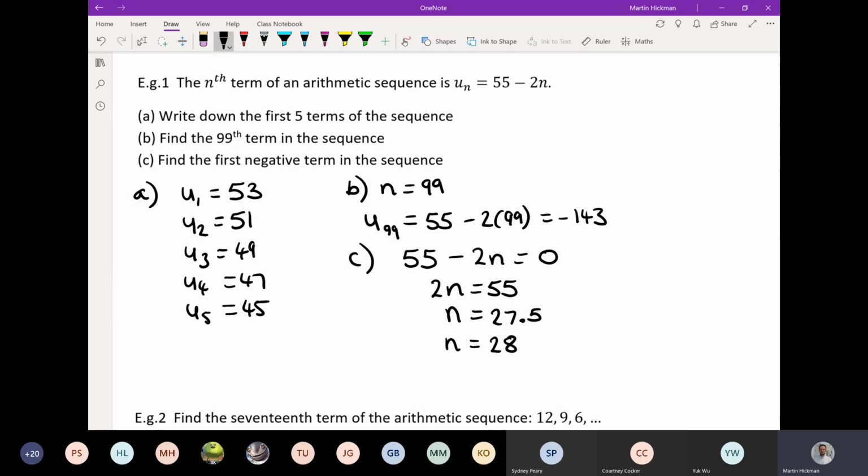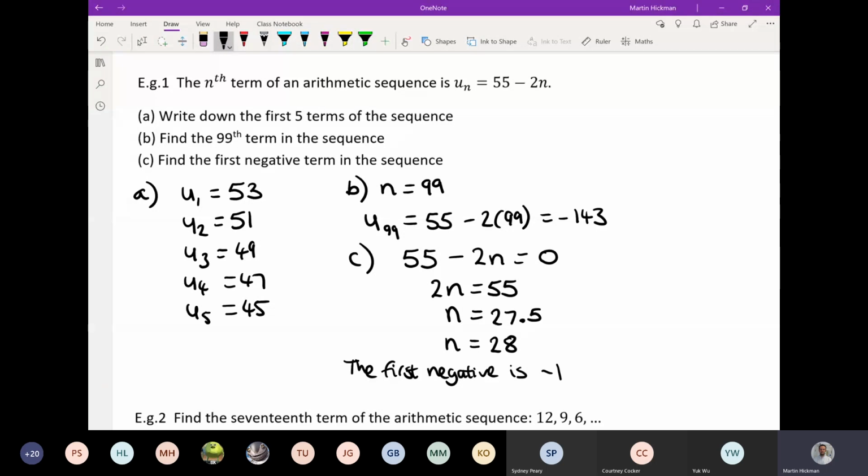So I want to substitute in 28. I'll do 55 minus 2 times 28. So the first negative term is minus 1. We probably could have guessed it was going to be minus 1 anyway, just because these are all odd numbers. So the first negative odd number you'll come to is minus 1. But sometimes you might need to find what n is, so this is the method that you could use, okay?